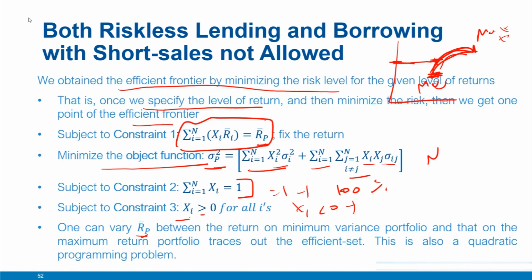To summarize, in this video we discussed the case where neither short selling nor riskless lending and borrowing was allowed, and we noted that we could identify and trace the entire efficient frontier by minimizing the risk for each level of given return. Again, with the short sale not allowed case, this becomes a quadratic problem which requires computer programs to solve the entire efficient frontier.